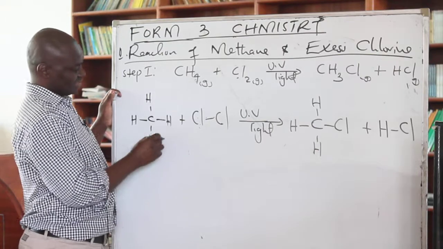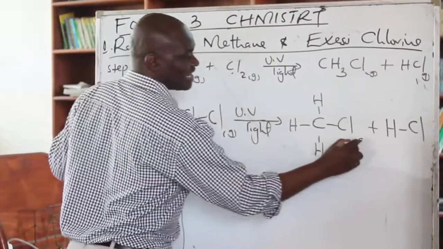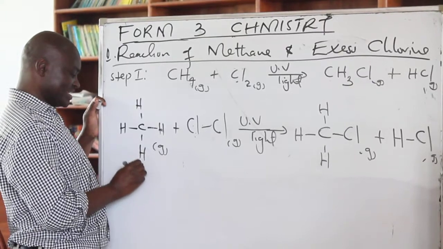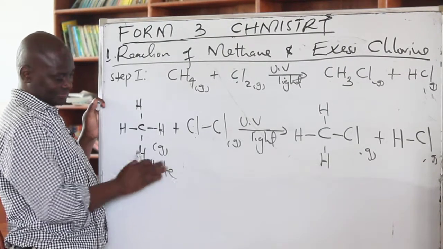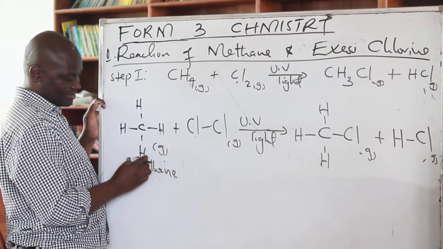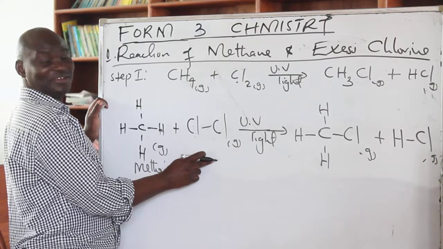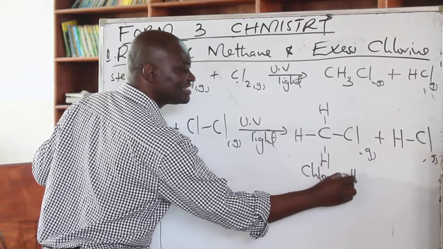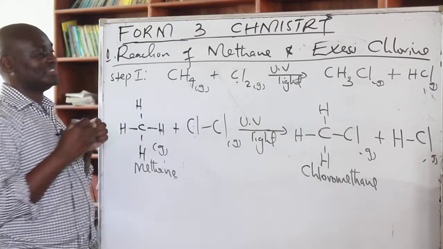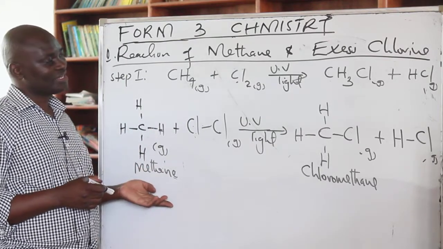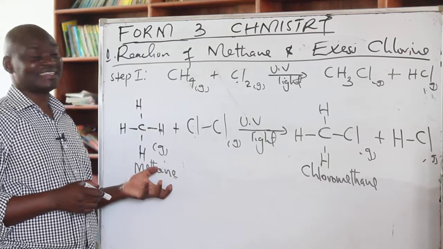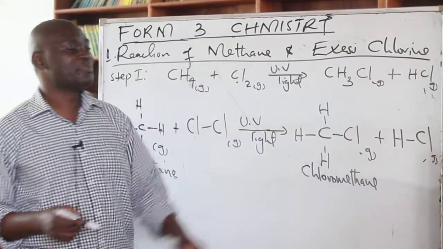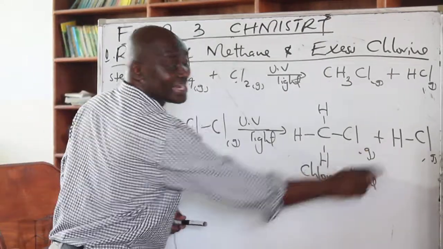This one is a gas, a gas, a gas, a gas. Now, this one is methane. This one is chlorine gas, but this one is now called chloromethane. So from here we can see that during the substitution process, two products are formed. Like in this case, we have chloromethane and hydrogen chloride.